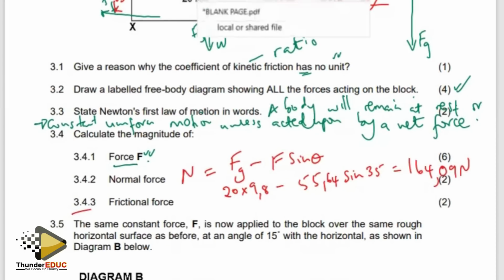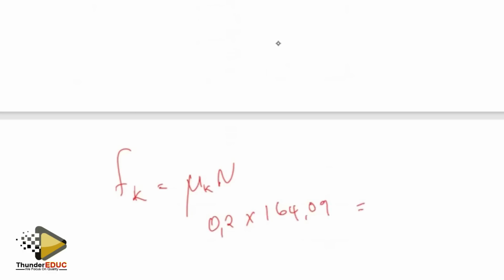And then 3.4.3, they want us to get the frictional force. Okay, remember frictional force is mu N. So 0.2 multiplied by the normal force that we got, 164,09. So that becomes 32,82 newtons. So that's the frictional force.